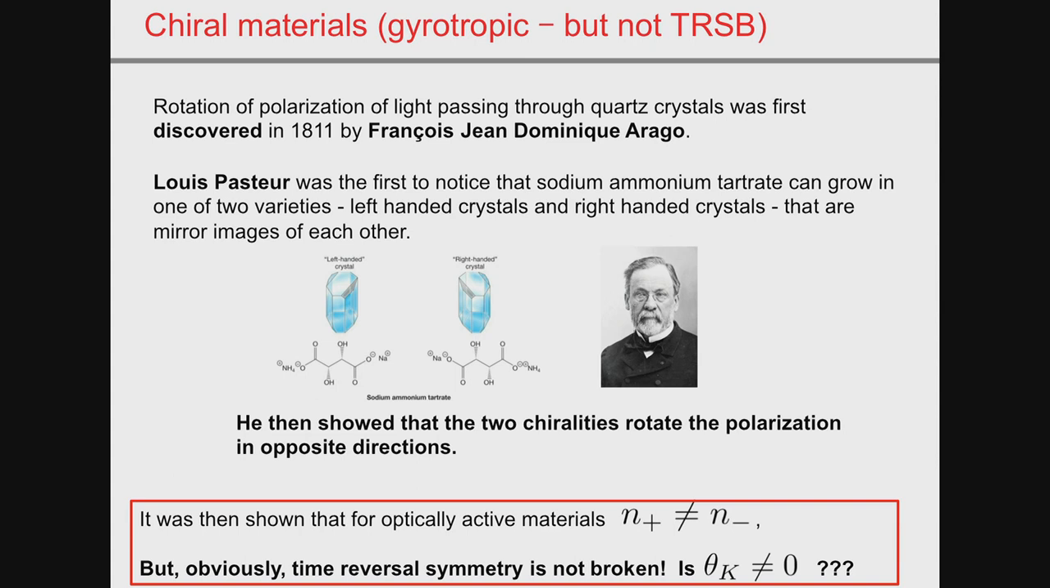There are other molecules that appear in nature with both chiralities, and Louis Pasteur was the first, in fact. Sodium ammonium tartrate was investigated by him, and he showed that there is opposite chirality, and that the indices of refraction for them are not the same. It's different. Okay. So obviously, if I now go back, I will say, well, there is a finite gyrotropic term. Will I be able to measure a Kerr effect? That's a question, right?